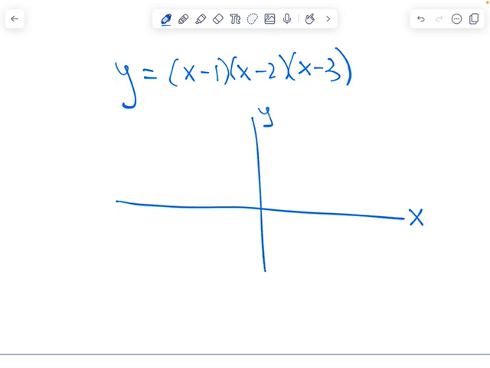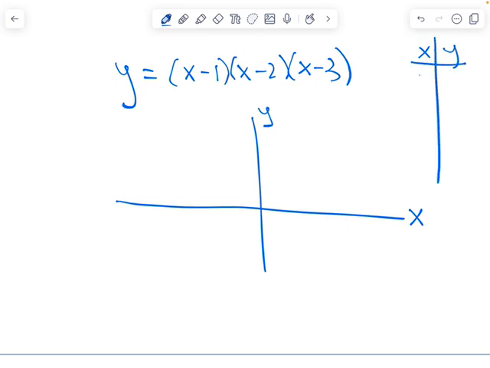Then I can choose any x value I want, and if I plug it in and do the math, I'll get a y value that goes along with it. Now, it turns out there are some values that are really easy to graph. These are the values of x that make y zero. So here's a little table, and I'm going to choose a value of x and see what happens to it.